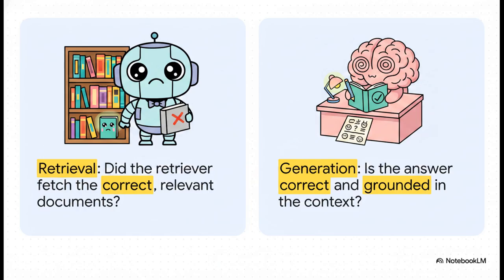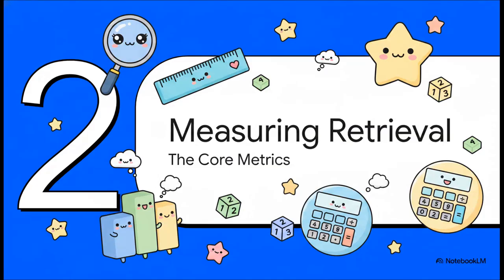Think about it. If the final answer is wrong, you need to know why. Is it because you grabbed the wrong information in the first place? That's a retrieval problem. Or did you have the right information, but the model just summarized it poorly? That's a generation problem. You have to separate them to find the real root cause. So that leads us right into our next section.